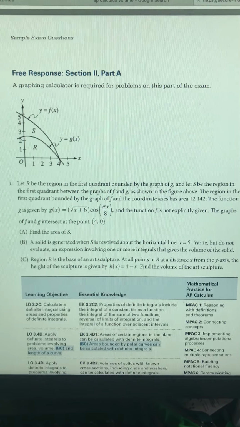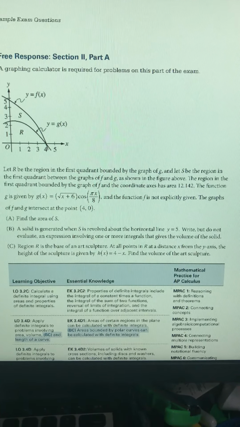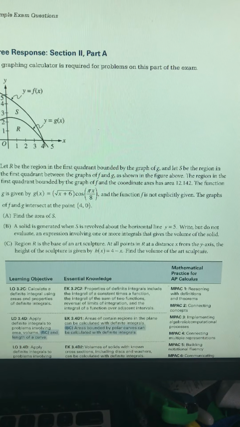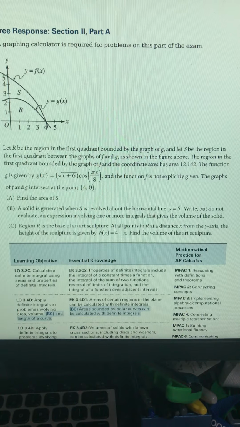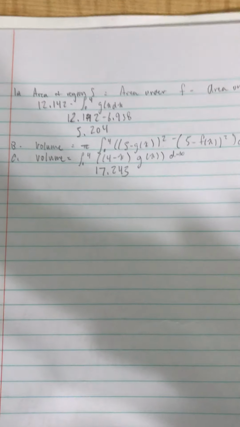So how do we find the volume? We have to find the integral of g of x multiplied by 4 minus x in order to find the volume of the art sculpture. And if we do that, we get the value here.